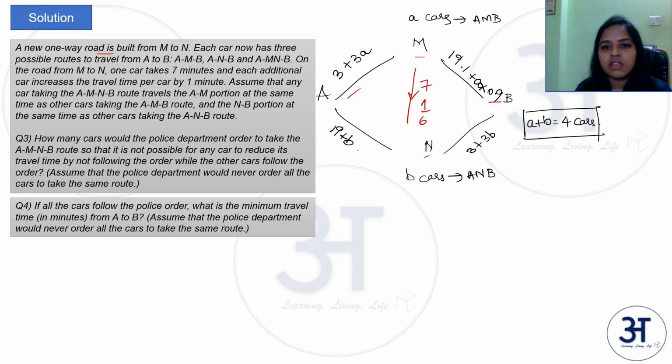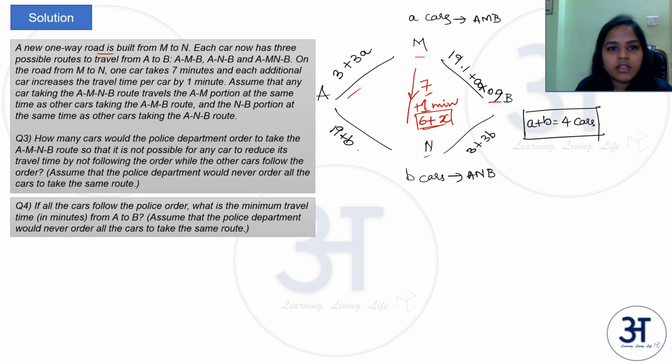So the equation is 6 plus x, where x is the number of cars. Right? So you can check: if x equals 1, it is 7. If x is equal to 2, it is plus 1 minute, which is 8, and so on, where x is the number of cars on this road.